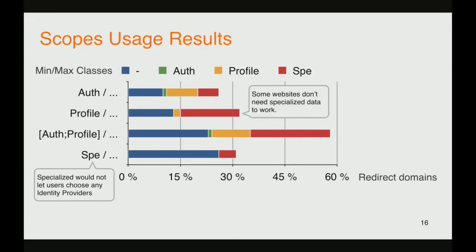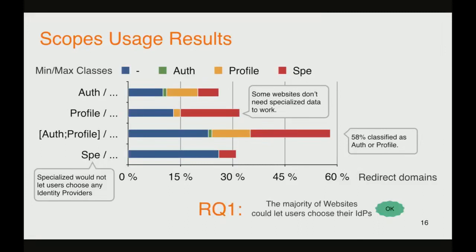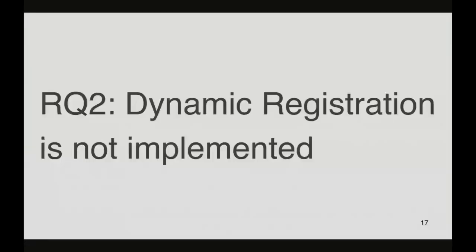And also, this kind of only specialized is the type of website that would not be compatible with any identity provider because they require really specialized data to work. For instance, GitHub Cloud, or the kind of data that will not be accessible for any identity providers. And so in total, we have 58% of the websites in our study that are at least compatible with authentication or profile data. So it shows that concerning our first research question, the majority of websites could let users choose their identity provider from this point of view.